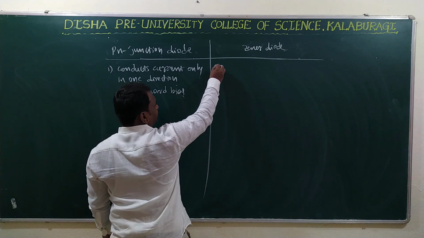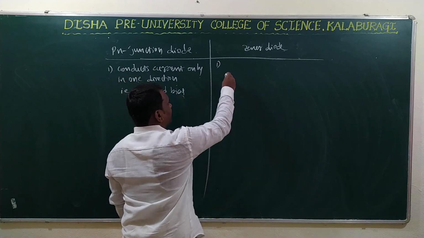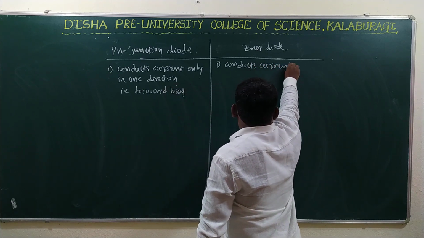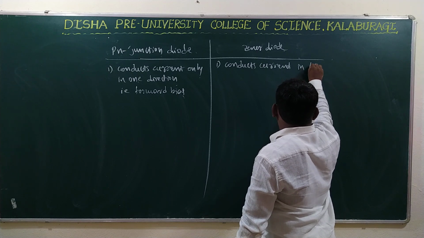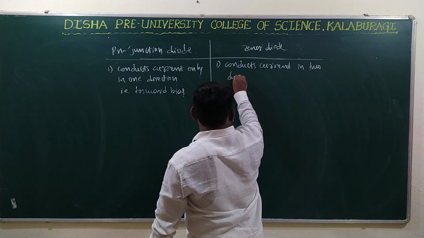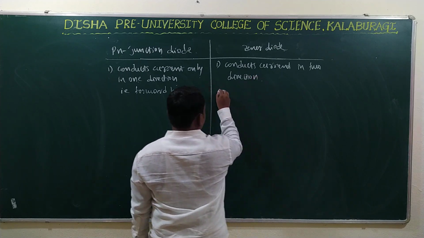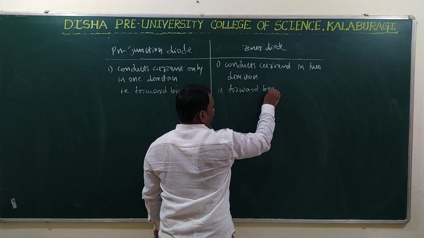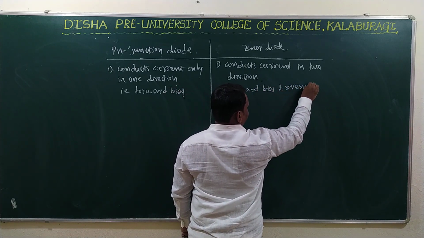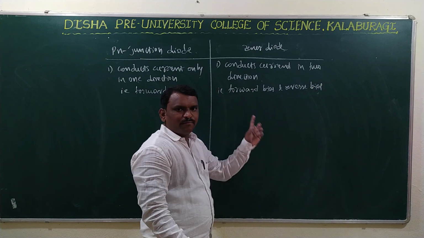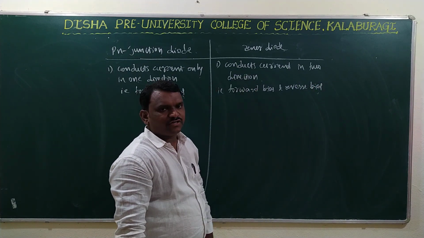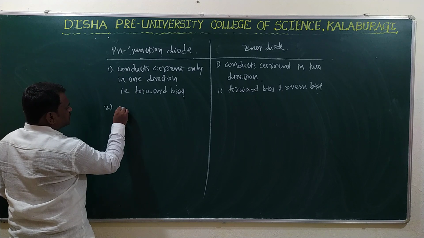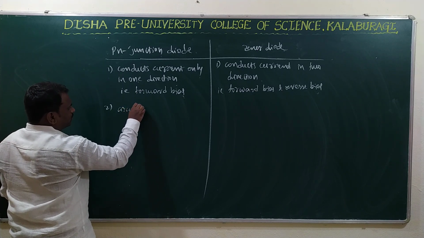Right? Okay, the Zener diode conducts current in two directions, right? That is in forward bias and also in reverse bias. Both biases produce current in the Zener diode. This is the special character of this diode. Okay, next, circuit symbol.